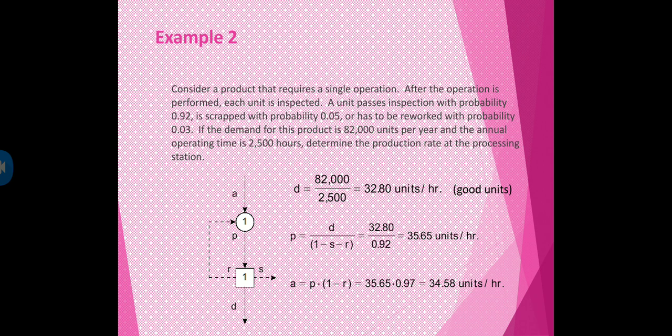And last we calculate the production rate at the processing station. A is equal to P into 1 minus R. So when we multiply 35.65 by 1 minus R, where we put the value 0.97, we obtain 34.58 units per hour. In this way we calculate the value.